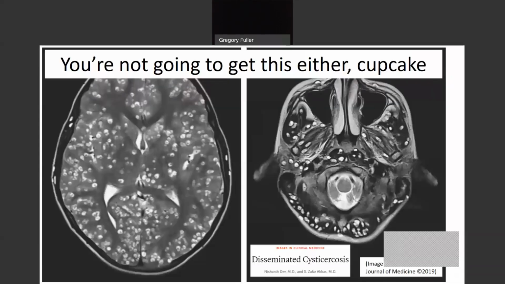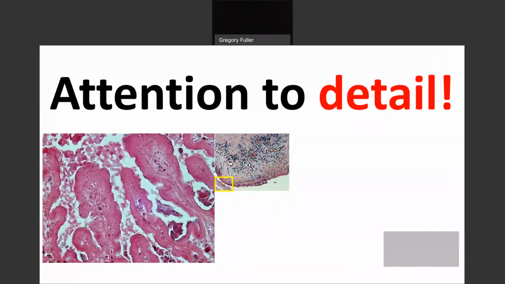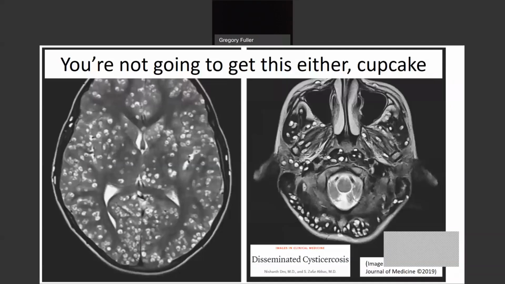Have I made the diagnosis on something like this? Yes, I've done it many times because I speak the language, and you will too if you study it. All right. Okay, guess what? I'm so sorry. You're not going to get this either for the imaging cupcake. This is what you're going to get.